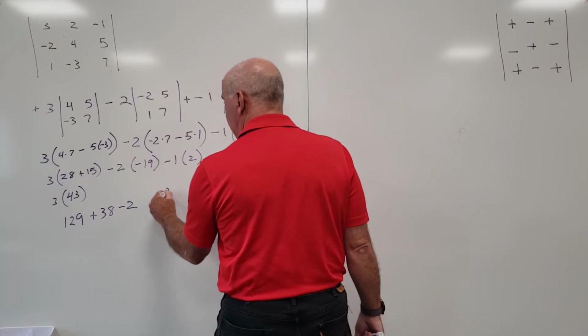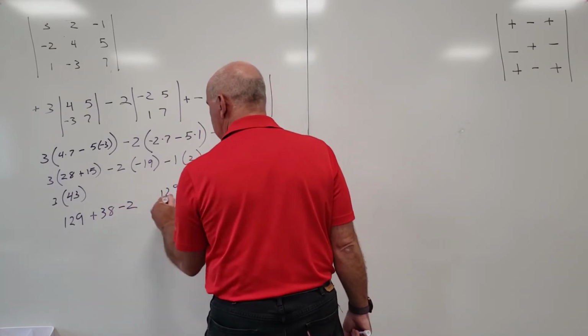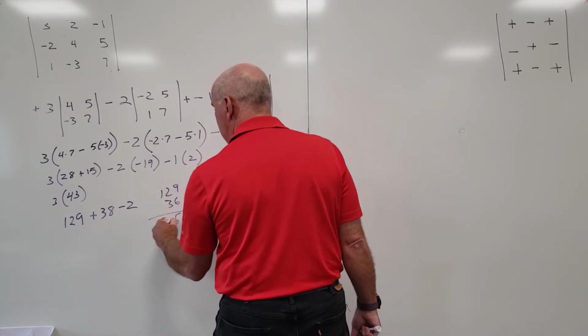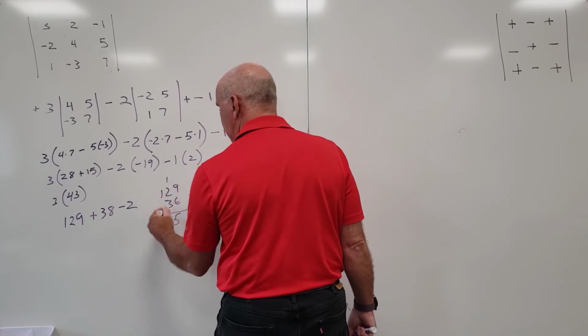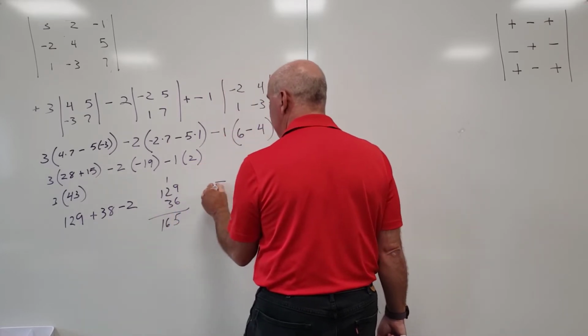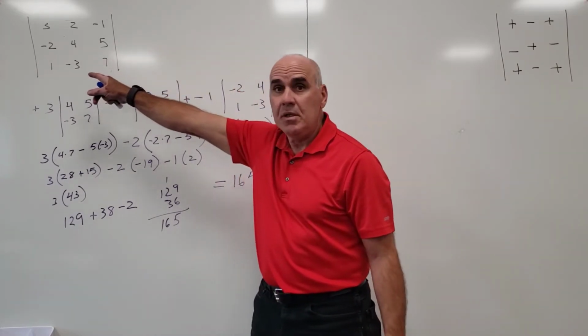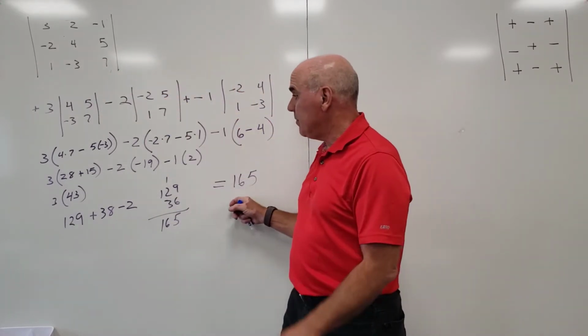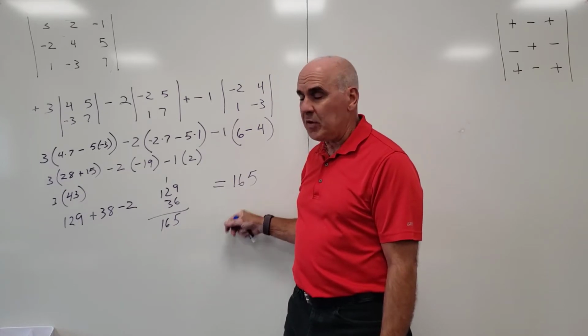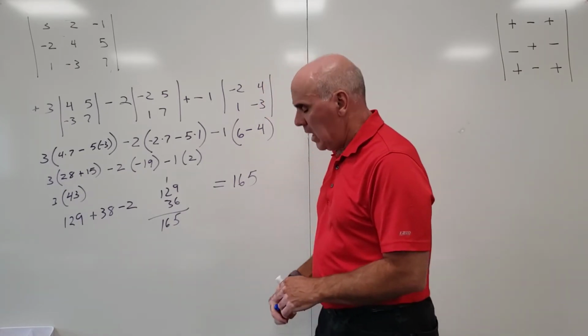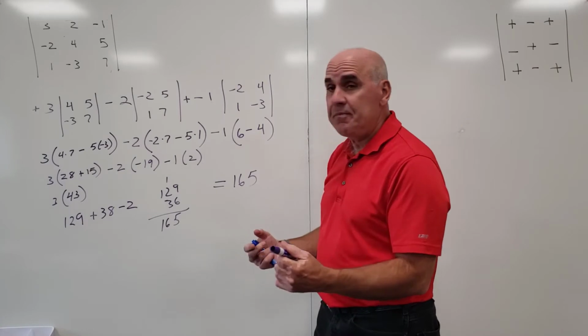And so, what do I get? 129 plus 38 minus 2 is 36, 5, 15, carry the 1, 6. So this evaluates out to 165. So this determinant evaluates to 165.